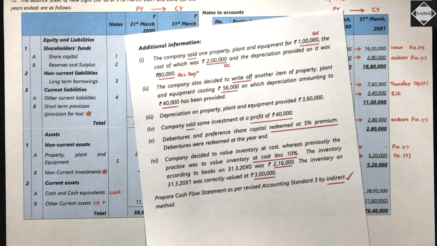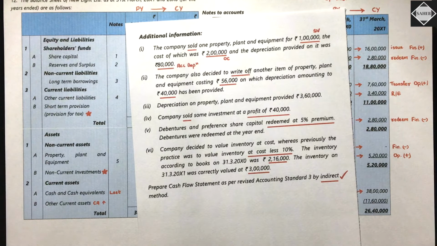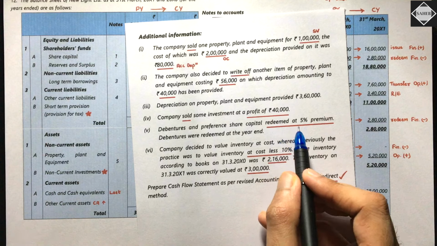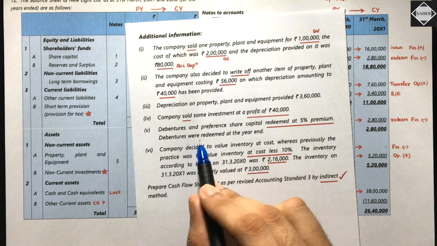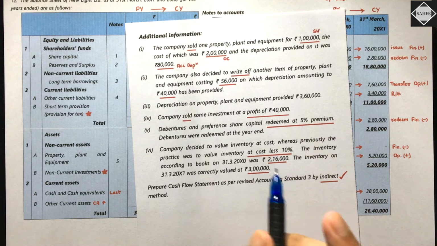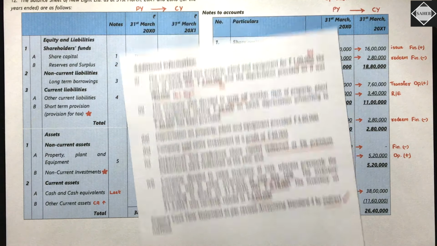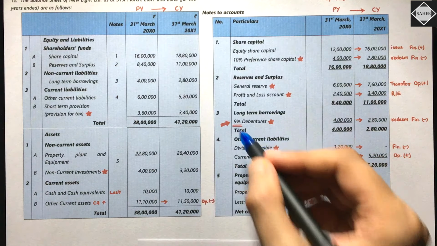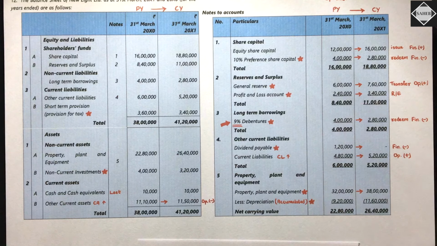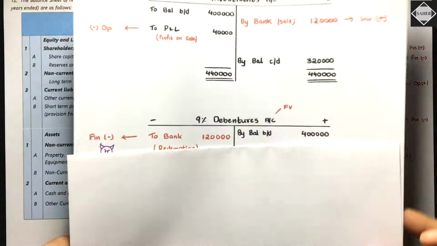After this, see, after investments, they are saying debentures and preference share capital redeemed at 5% premium. Debentures were redeemed at the year end. See, it's really simple. First, let's just talk about debentures. Yeah, debentures we have, see here 9% debentures. Interest hidden adjustment is there, we'll do that. But first let's just prepare the ledger account of debentures.